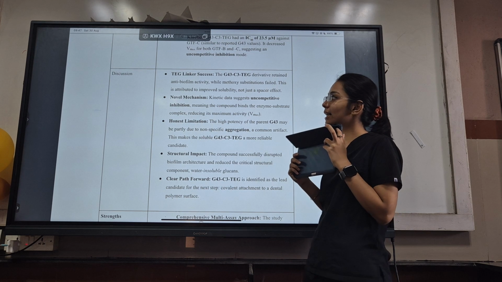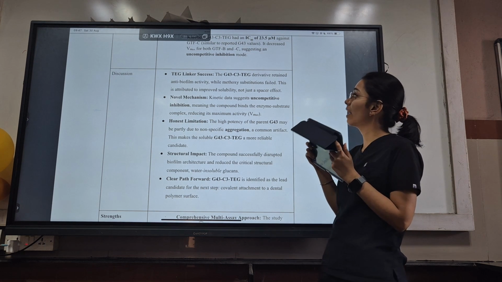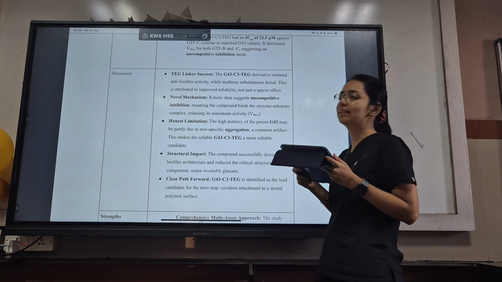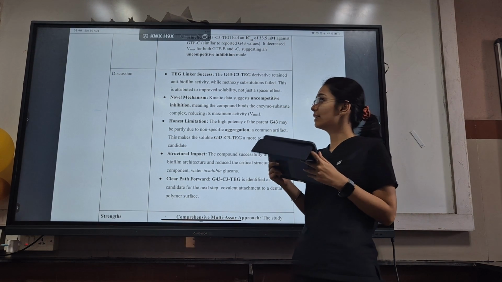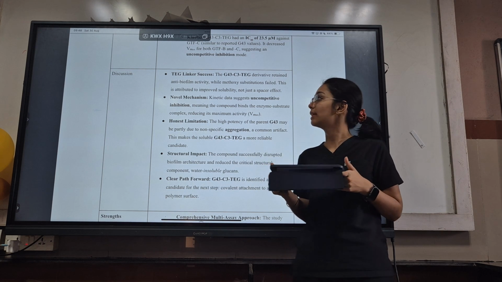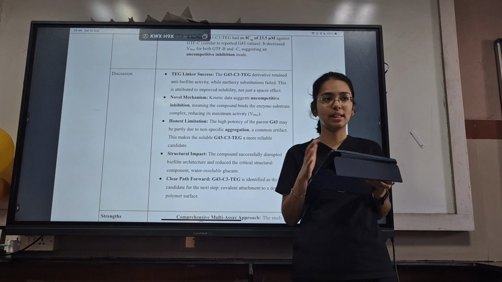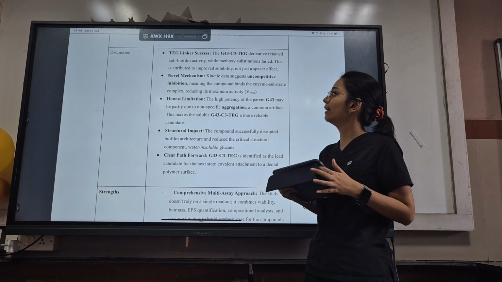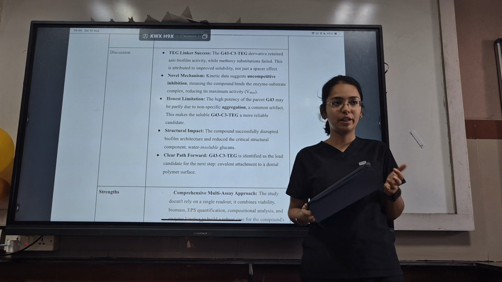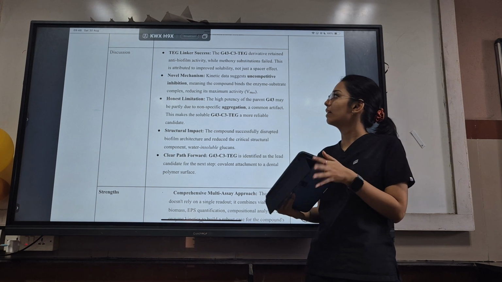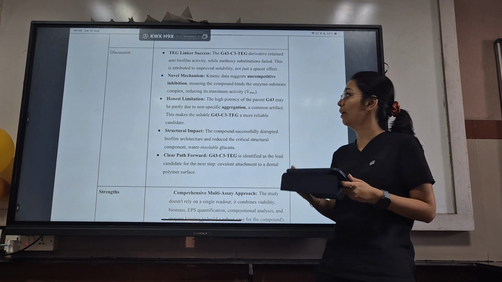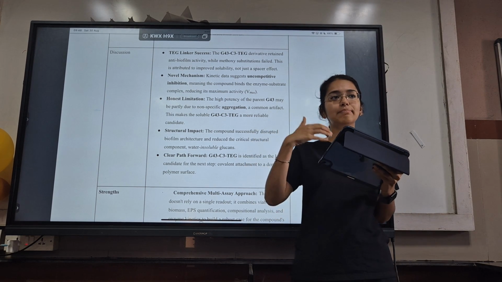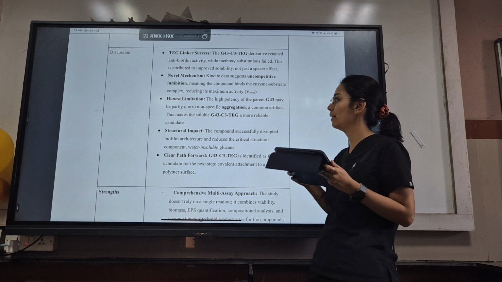So the TEG linker was a success; the TEG derivative retained the antibiofilm activity while the methoxy substitutes failed. So this is attributed to improved solubility, which is not just a spacer effect. So this had a novel mechanism. The kinetic data suggested uncompetitive inhibition as said before, meaning that the compound binds the enzyme-substrate complex, which reduces its maximum activity, that is the Vmax.